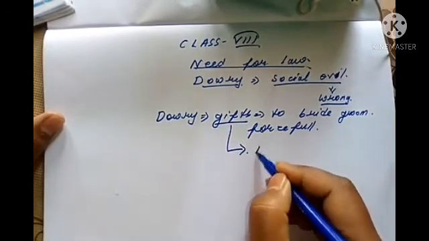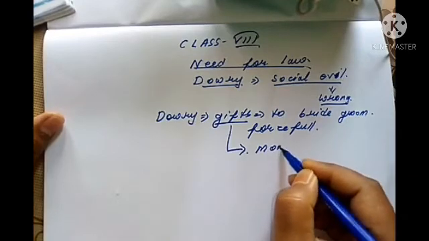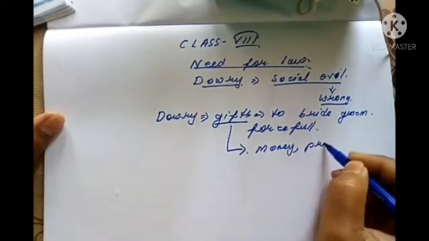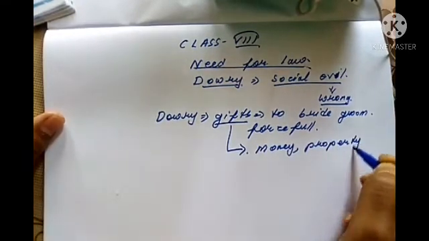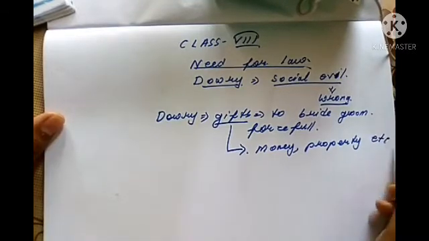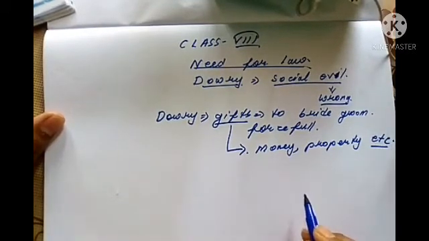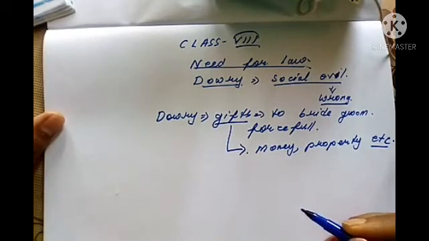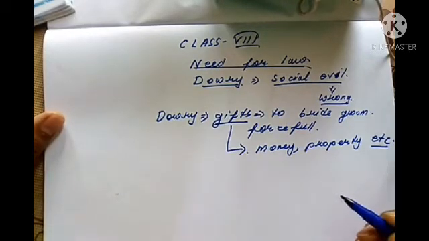What are the gifts? Gifts include money, property, etc., and in various other forms. And sometimes the dowry continues after marriage also. This is a social evil.